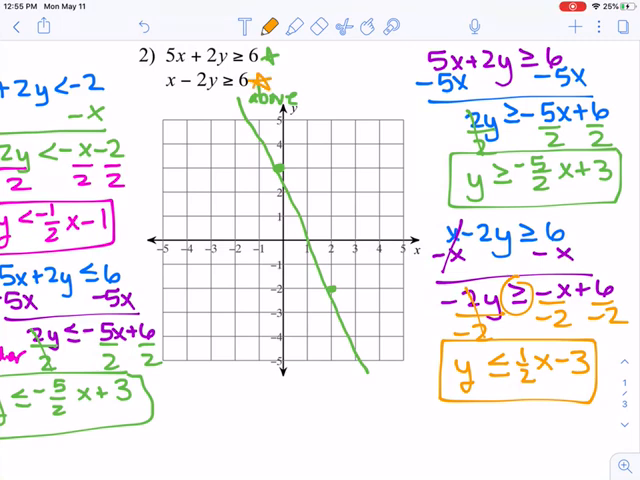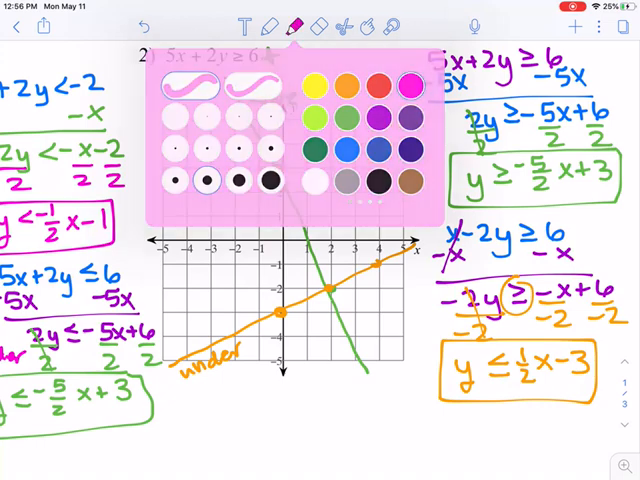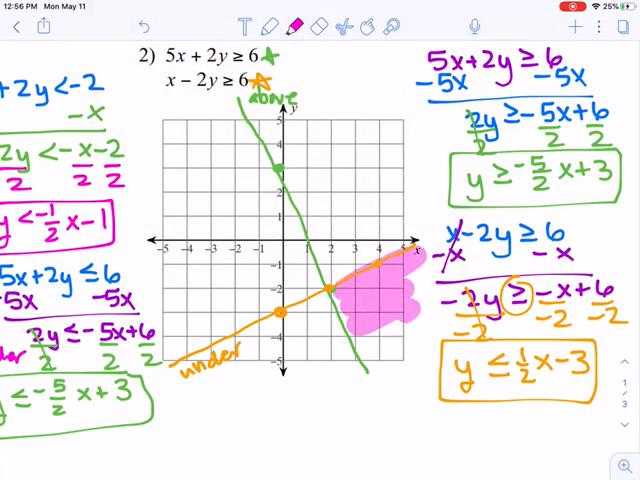So our second line is going to start down at negative 3 on the y-axis and has a slope of 1/2, so up 1 over 2, up 1 over 2. It's also a solid line since it's a less than, and that would be under. So if I want to be both above the green line and under the orange line, then that's going to be this region right here, where I'm over the green line and under the orange line.